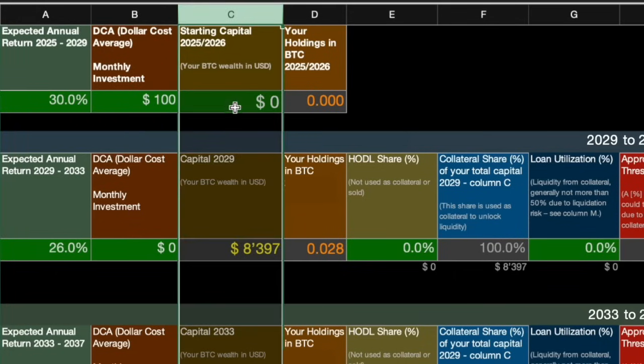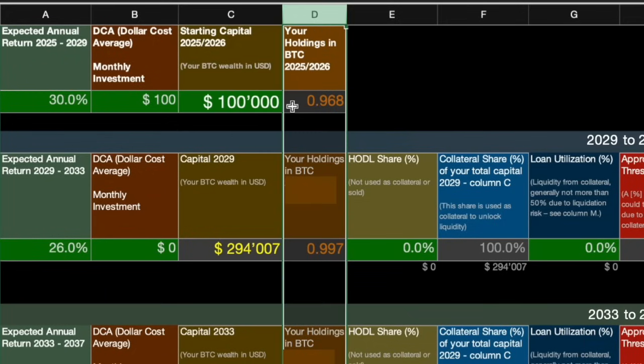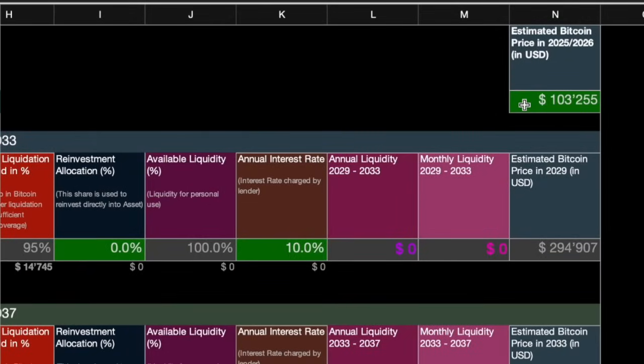In column C, you enter your starting capital, how much you've already invested in Bitcoin. The calculator then automatically determines your current Bitcoin holdings in column D. For that, it simply calculates your current capital by dividing it by the current Bitcoin price shown at the top right in column N. This price should normally update automatically, but if that's not the case for you, you can manually enter the current rate.